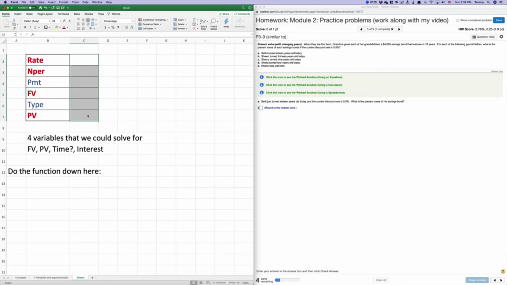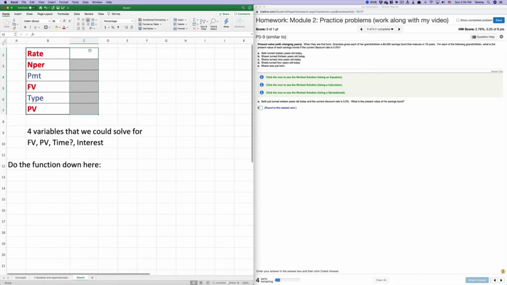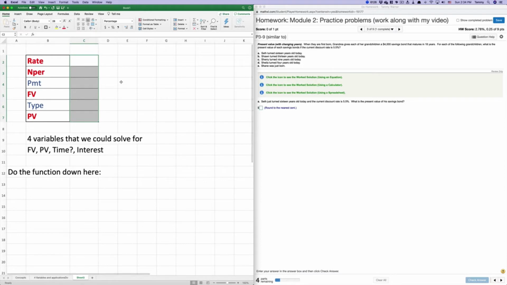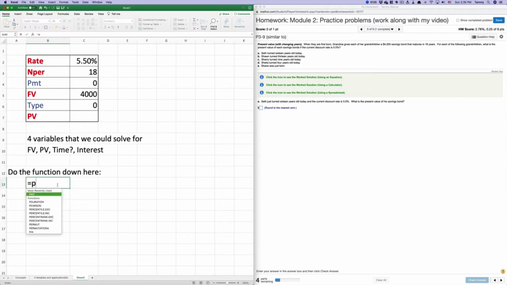So the question is, okay, the first thing I'm going to hit here is how much do you have to spend on them for a newborn, right? So let's see, this is a 5.5% discount rate, and it's 18 years, right? So when the child is first born, again, the payment's going to be 0. The future value now we know is 4,000, type is 0, and the present value is what we're solving for. So we invoke the present value function.